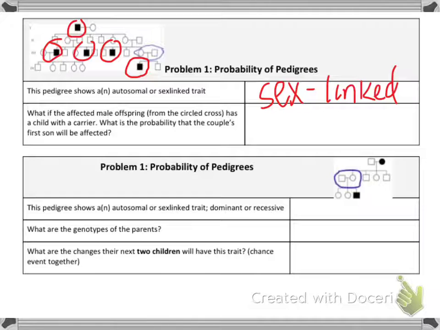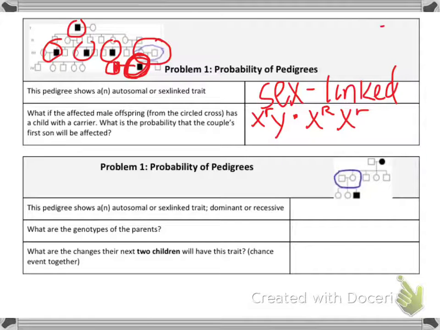And then this is asking a probability question. What if the affected male offspring from this, so we're looking at this individual here, has a child with a carrier? So if you were to draw the pedigree, this person would be a carrier. This is a male, and this male has the trait that we're looking for, and you can tell it's recessive because the parents don't have it, they didn't show it, but they were carriers. He is then crossed with a female who is a carrier.